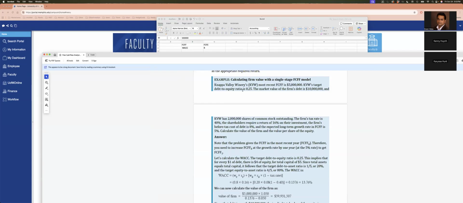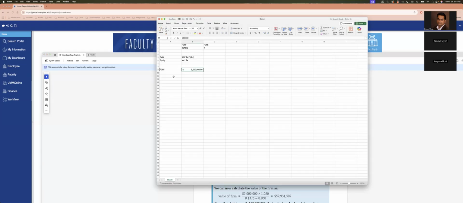And it says debt to equity is 0.25. So debt divided by equity is 0.25. That means debt equals 1 and equity equals 4, right? 1 divided by 4 equals 0.25. Am I correct? So what is capital then? Capital is nothing but debt plus equity. If debt equals 1 and equity equals 4, what is capital?